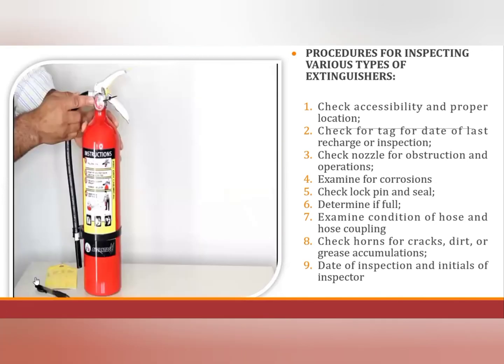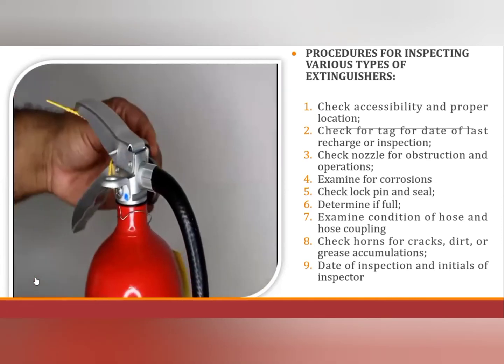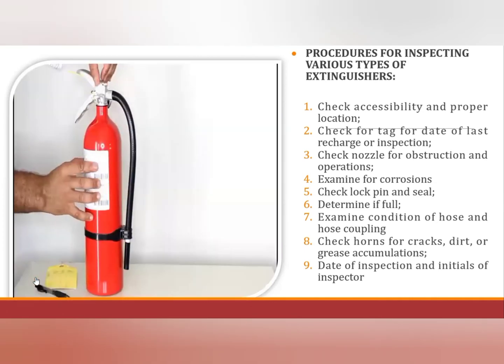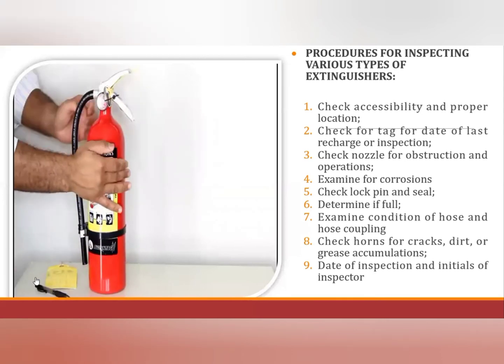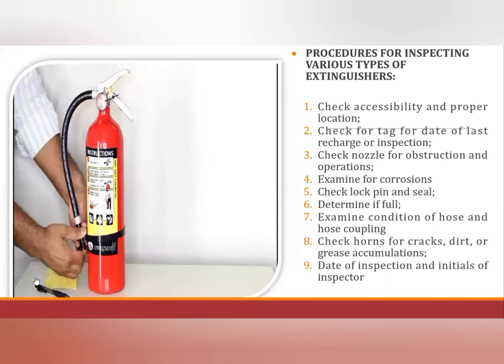Signifying that there is no pressure. Check the tamper seal and pull pins to ensure they're in place. The tamper seal protects the pull pin from being accidentally pulled out. Check the body of the extinguisher for any dents, corrosion, or signs of leakage. Check the discharge hose for any dry rot or blockages at the nozzle.